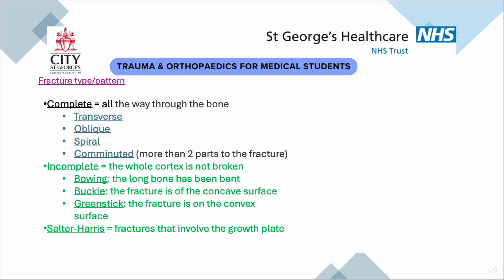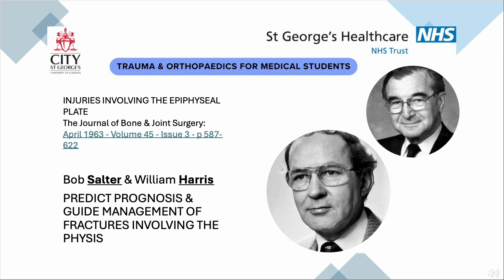We can get a buckle fracture, which is a fracture on the concave surface of the bone, or a greenstick fracture, which is a fracture of the convex surface. And then we have this term Salter-Harris, which is a fracture that involves the growth plate. The Salter-Harris classification was named after these two gentlemen, Bob Salter and William Harris. It gives us an idea of how severe the damage has been to the physis and a prediction of prognosis in the future.